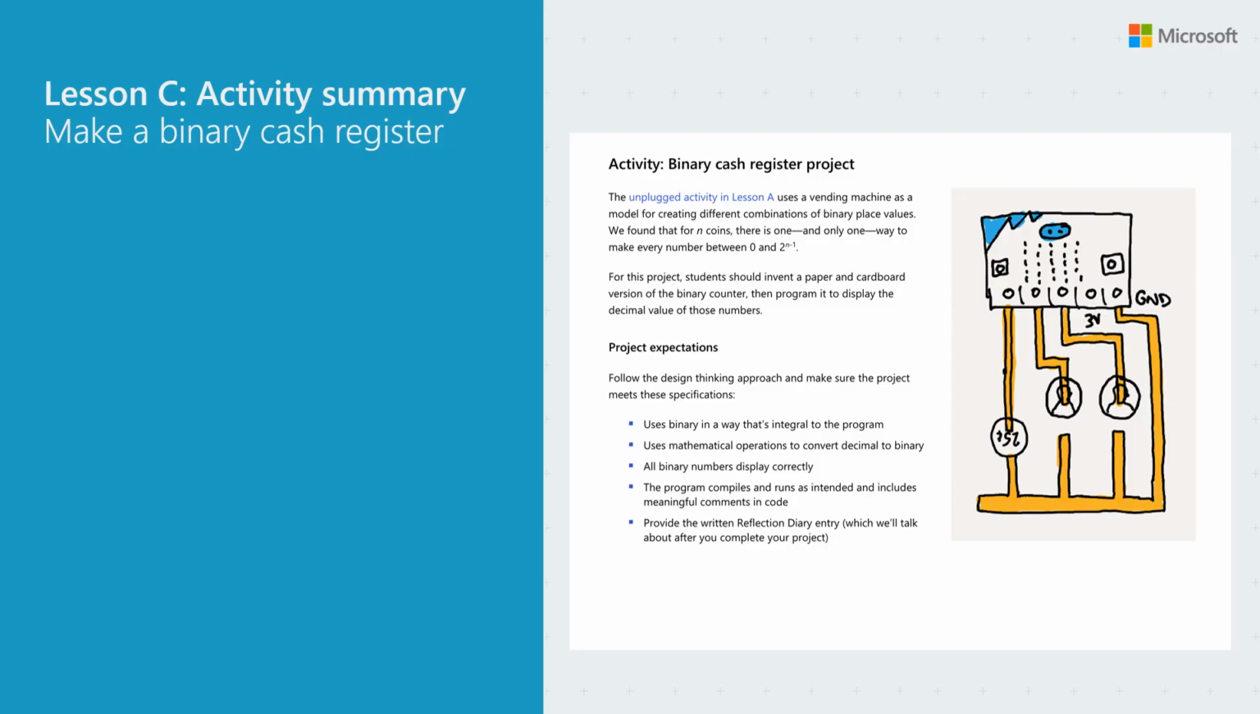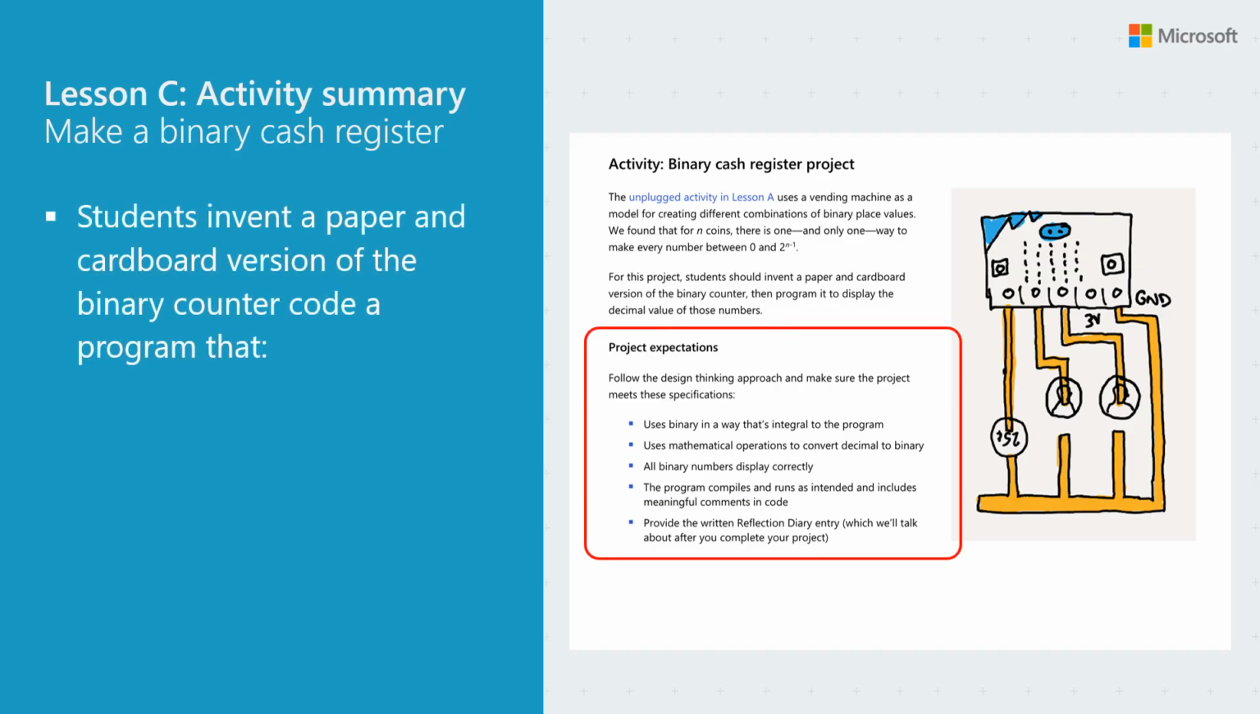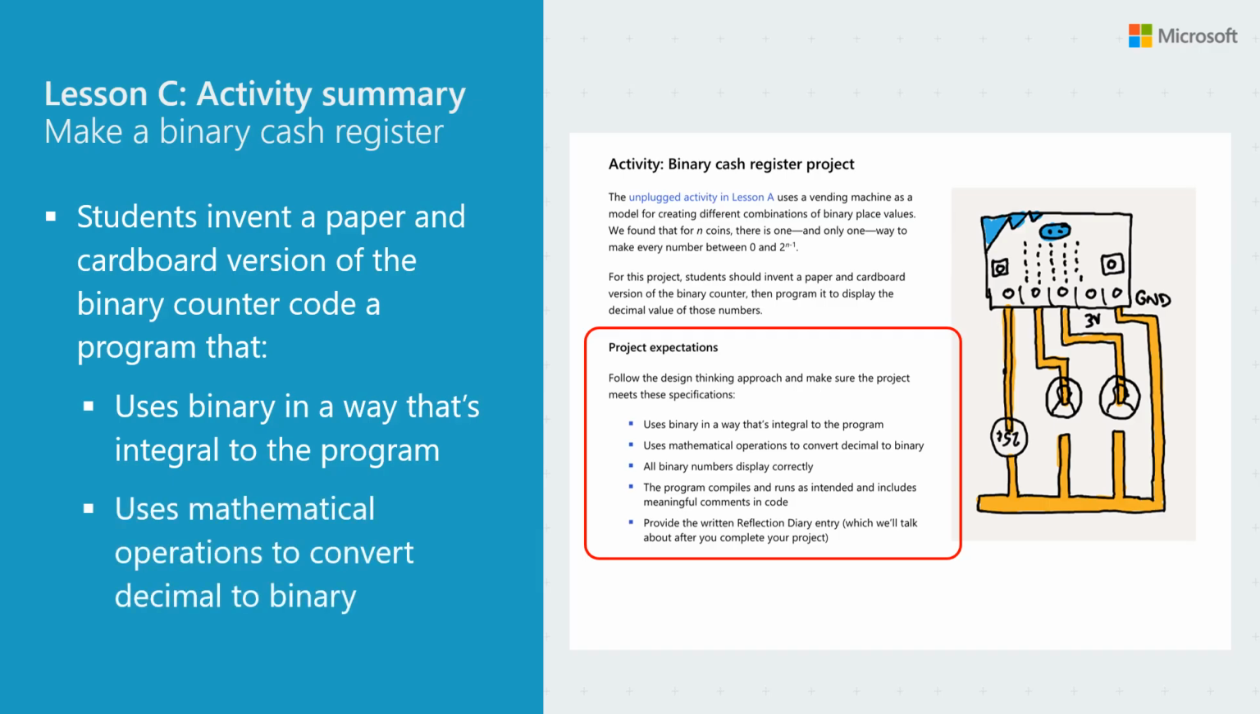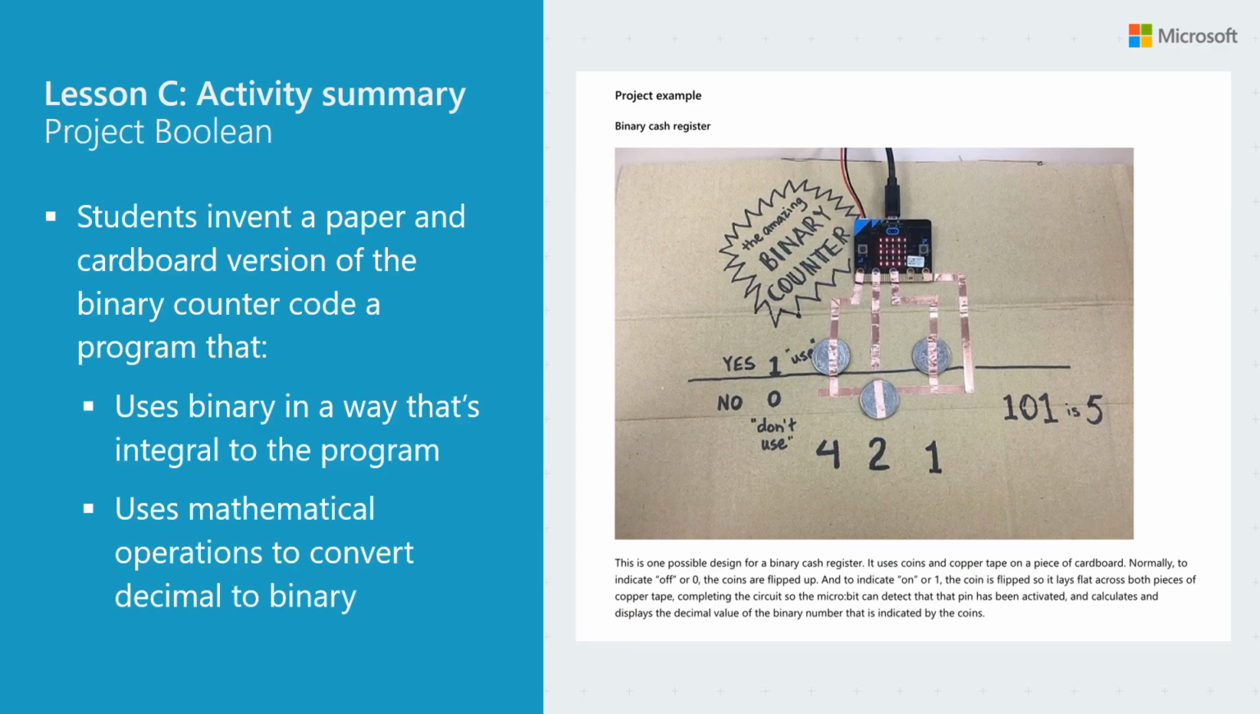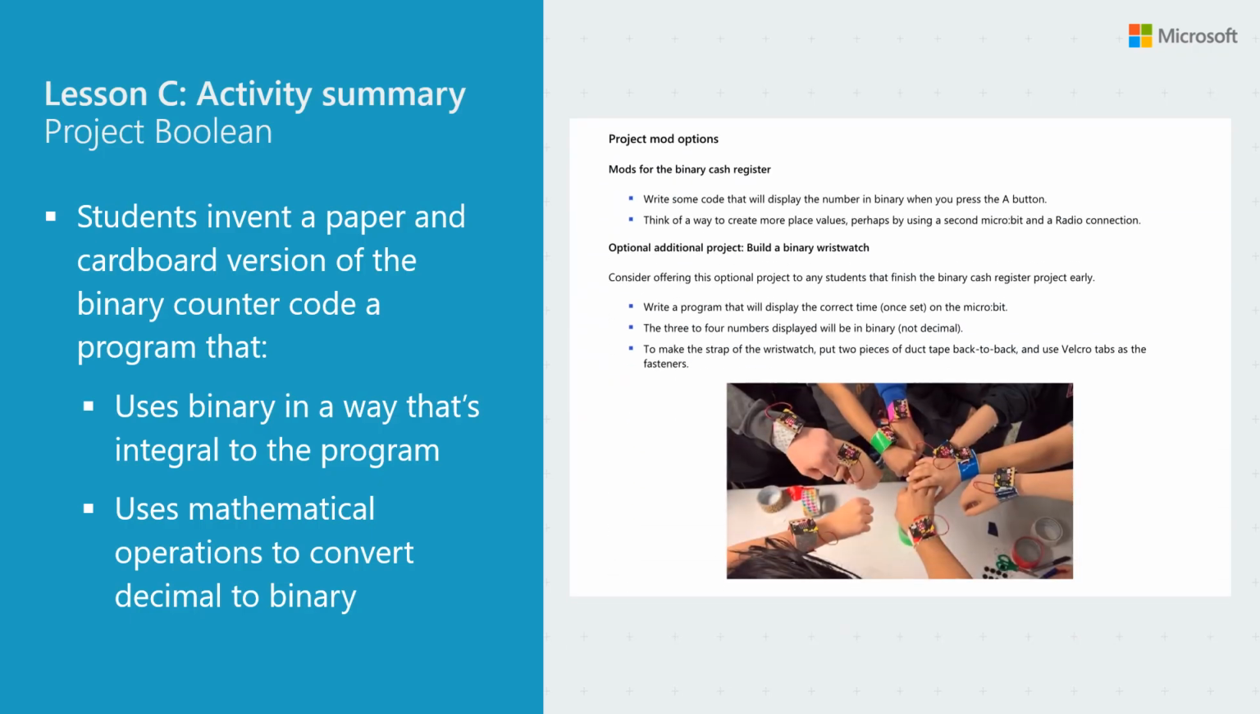Now for the project in Lesson C that has students coding and creating a binary cash register with the microbit. And so an example of one possible design is provided along with some tips. And there are also modification ideas. So here's a simple example using the quarters and the copper tape to either complete the circuit or break the circuit. And so it'll be on or off. And there's also an additional project to build a binary watch. And you can offer that to any students that finish the main project faster than others do.